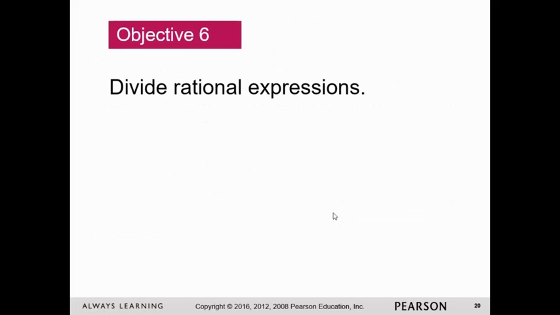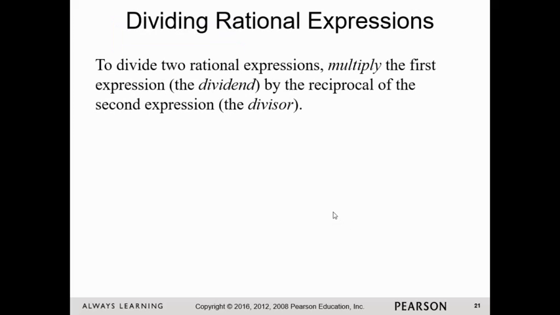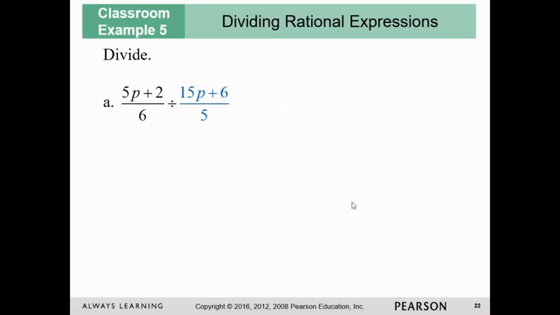So we're going to use those reciprocals to divide rational expressions. To divide rational expressions, you multiply the first expression, which is the dividend, by the reciprocal of the second expression, which is the divisor. So here, notice we have a division symbol. First we have to rewrite this by interchanging the numerator and denominator of the divisor. And we've done that here. Notice we move 5 to the numerator, and we move 15p plus 6 to the denominator.